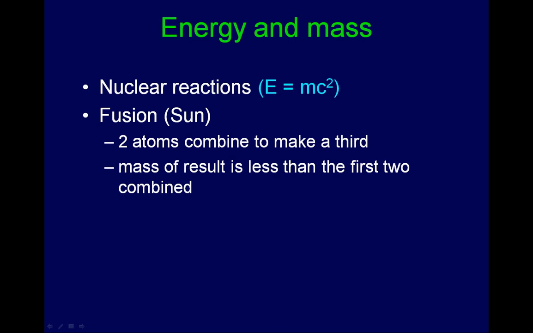But what happens is in the sun you have fusion, where two atoms combine to make a third. Initially two hydrogens combine to make a helium. If you were to get the mass of the helium, it's a little bit less than the two hydrogens, and this little bit less is converted into energy. So this little tiny difference in mass is converted into energy. And of course, from this equation, it's a mass times c squared, which is a huge number. So a tiny bit of mass equals an awful lot of energy.